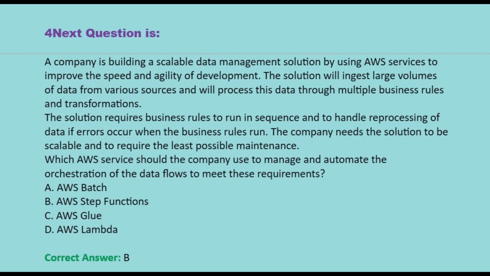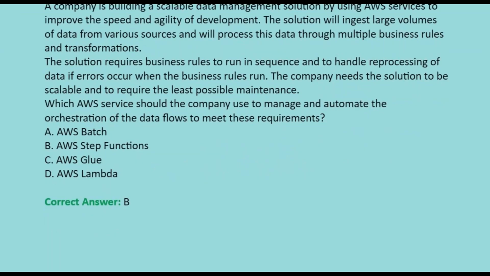Which AWS service should the company use to manage and automate the orchestration of the data flows to meet these requirements? Option A. AWS Batch. Option B. AWS Step Functions. Option C. AWS Glue. Option D. AWS Lambda. Correct answer is option B.